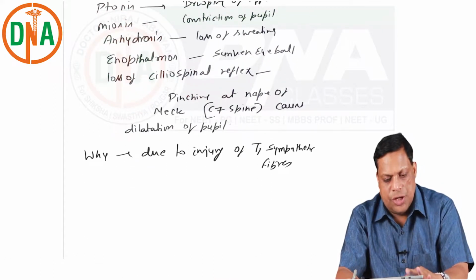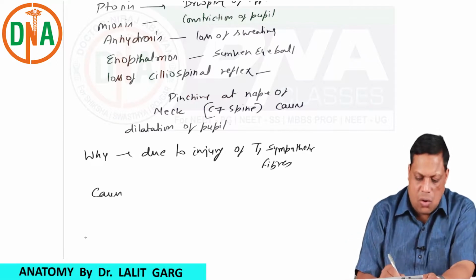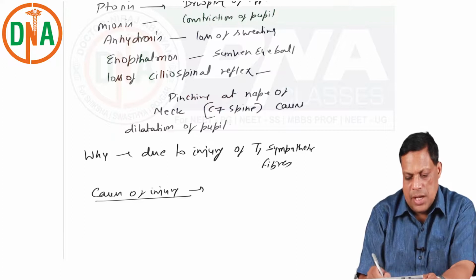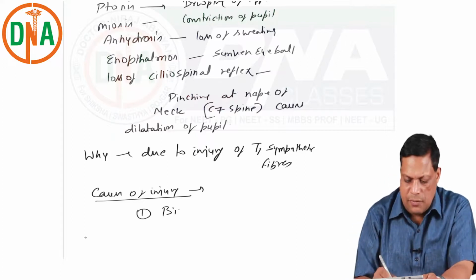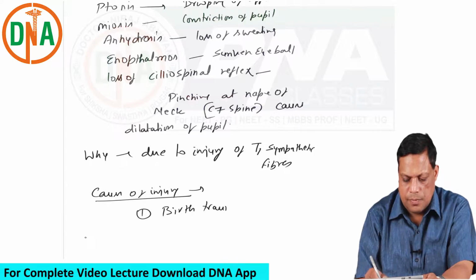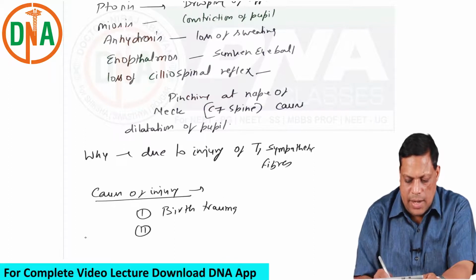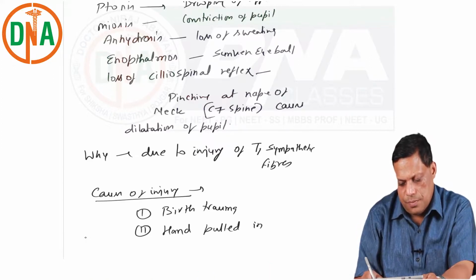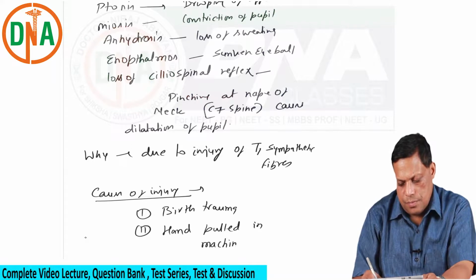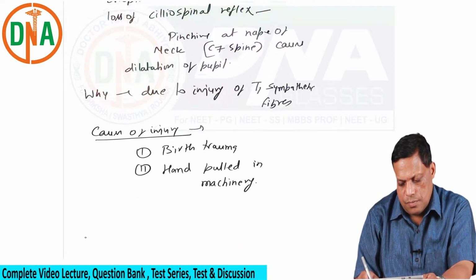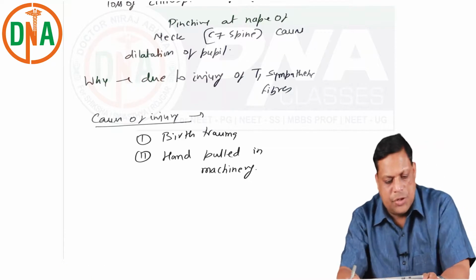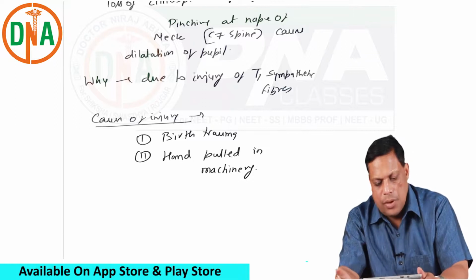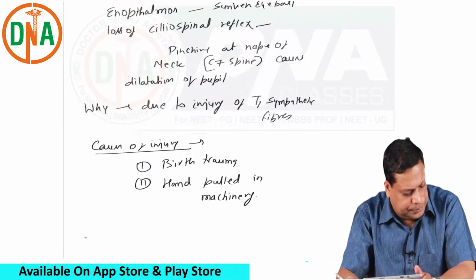So this is due to the injury to the lower trunk. Now what are the causes of injury? Why does this injury happen? The cause of injury is number 1, birth trauma. And the second cause is hand pulled in machinery. This is the cause of injury. Okay. Now the next.